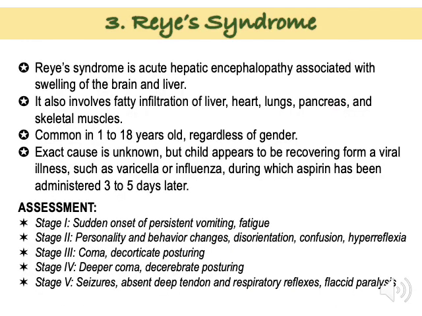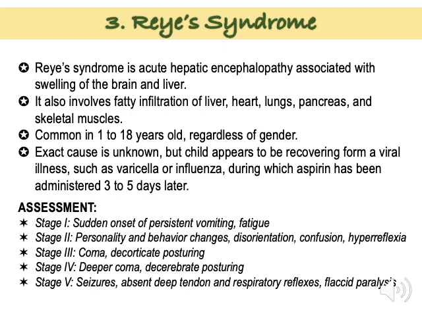Reye syndrome is acute hepatic encephalopathy associated with swelling of the brain and the liver. It also involves fatty infiltration of many organs such as the liver, heart, lungs, pancreas, and the skeletal muscles. It's common in 1 to 18 years of age, whether boys or girls.